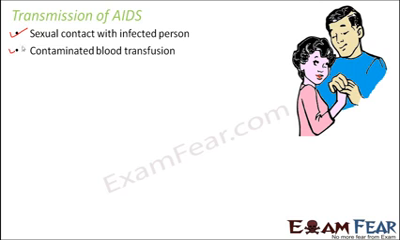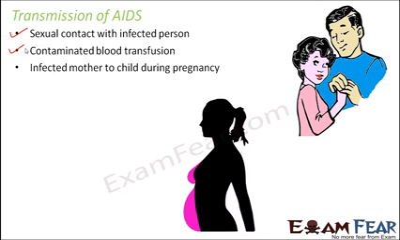Next, contaminated blood transfusion. You would have seen that during many accidents or other surgical situations, sometimes blood transfusion is required. So blood is transferred from the body of one person to another person. If blood transfusion takes place from an infected person to a normal person, then the normal person also gets AIDS, because in the blood you have those HIV viruses. That is the reason why before blood transfusion HIV tests need to be done. So that is a must.